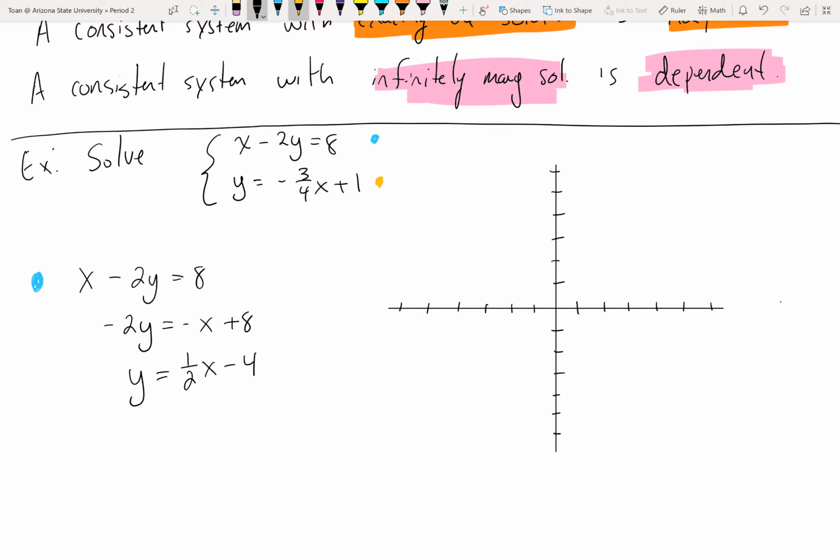So let's plot the blue function. The y-intercept is negative 4, so I'm going to start down here at negative 4. And my slope is 1/2, so you go up 1, right 2. Up 1, right 2. Up 1, right 2. So on and so forth.